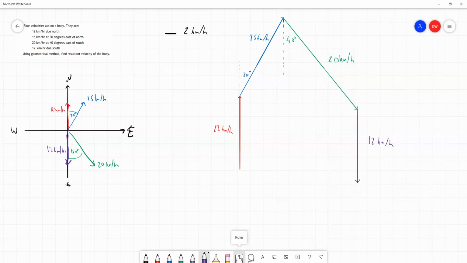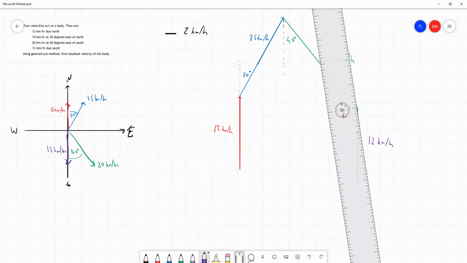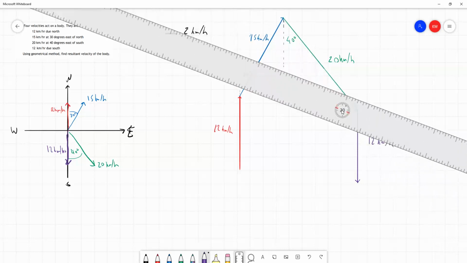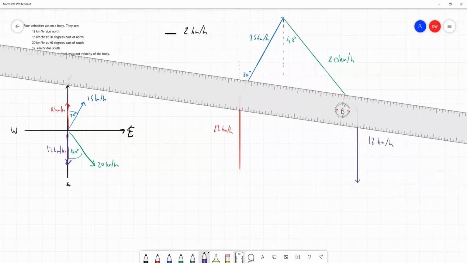But all we've done differently is we've joined them tip to tail. So from one arrowhead, we start the next vector from there, and we work our way around. We've got our starting point at the beginning of the red vector and our end point at the end of the purple vector. Now this is how we find the resultant vector, the overall velocity acting on this body. We take our ruler and we draw a line right from where we started, the start of the red vector, and we join it to the end of the purple vector.